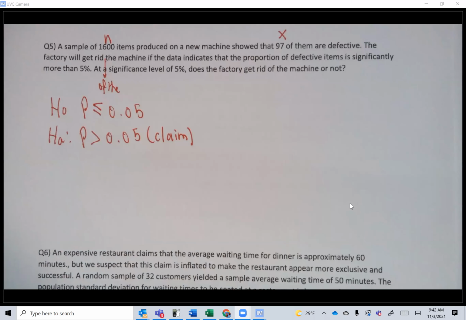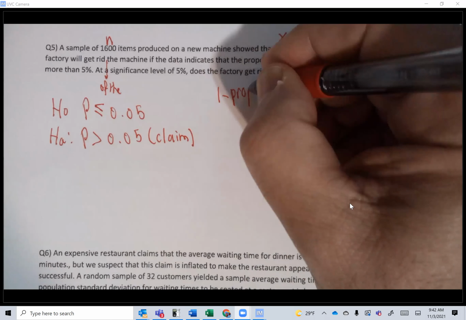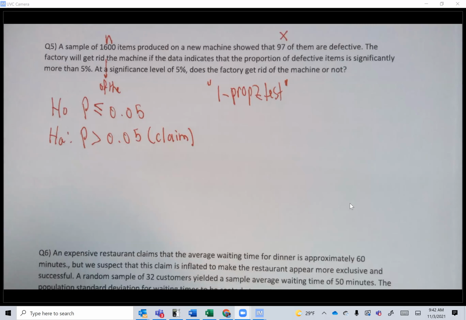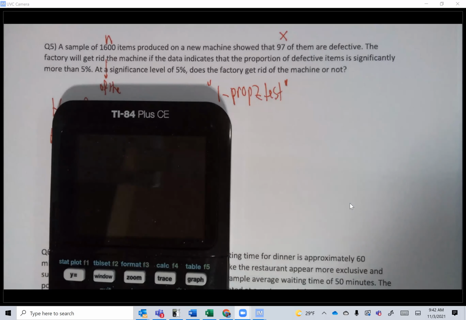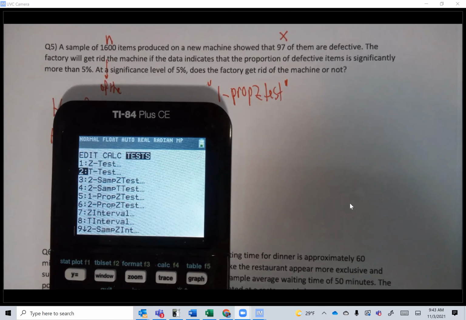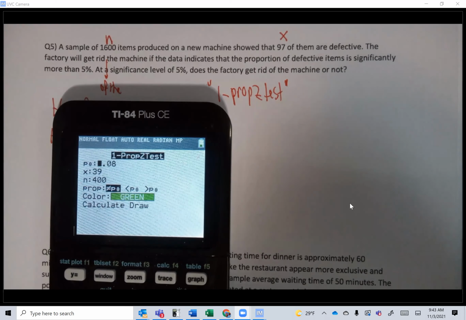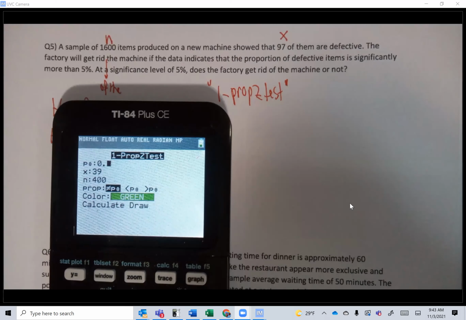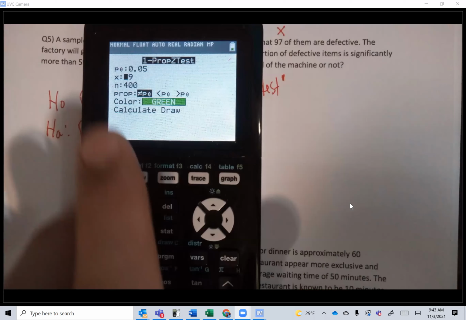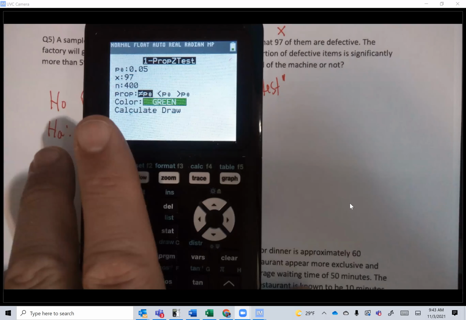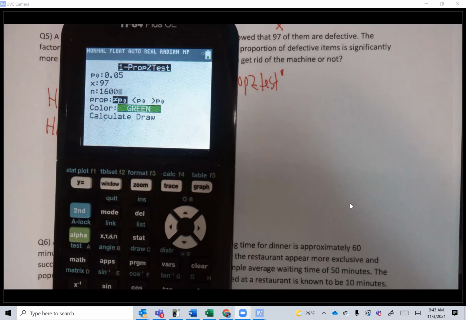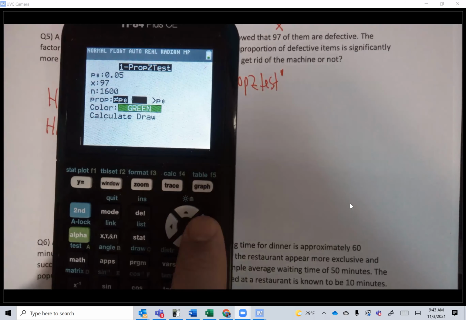Okay, it's one prop Z test. Let's do it together. 0.05. 97. How many do we have? I think 1,600. And guys, look, I'm going to choose the proper sign here.